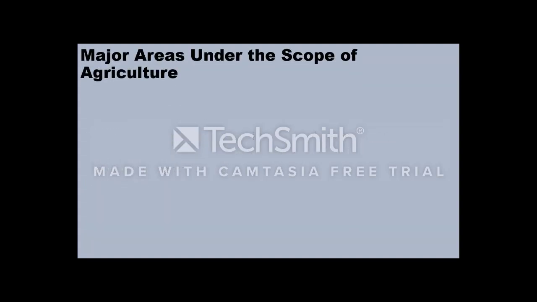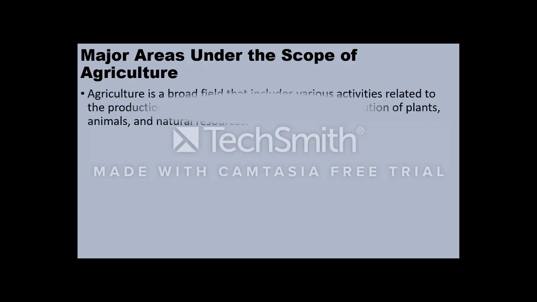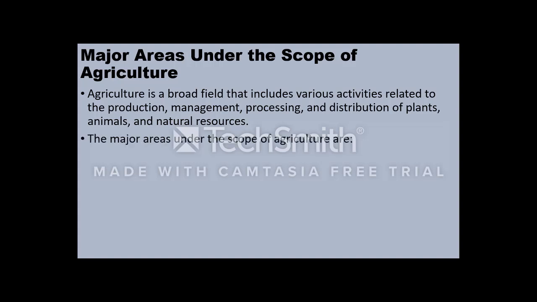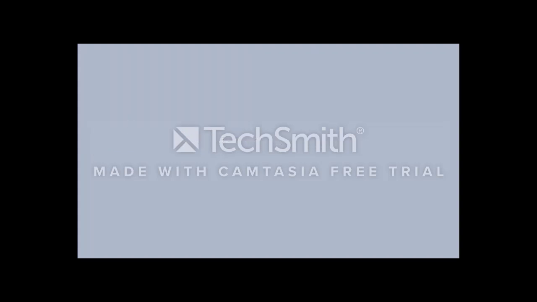So now, after defining agriculture and then talking about the economy and economic development, we now know that there's a relationship between agriculture and economic development. So now we want to go into the major areas under the scope of agriculture. Of course, agriculture is a broad field. It's not just crop production or animal production. It involves various activities related to production, management, processing, and distribution of plants, animals, as well as natural resources. So the major areas under the scope of agriculture are: number one, crop production.